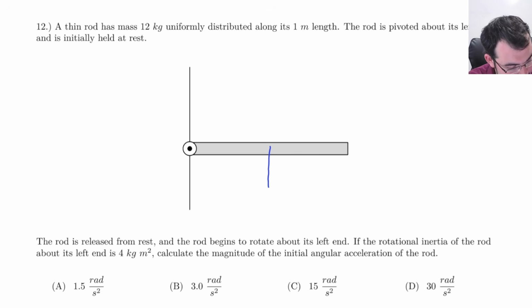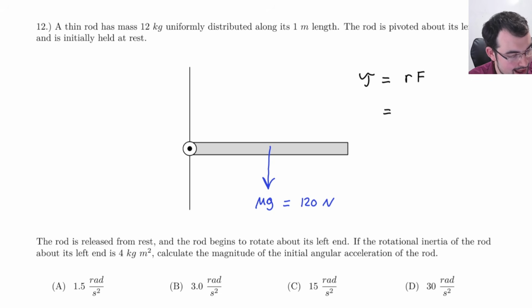Well, if you have a uniform object, we know that its gravitational force can just be collapsed to its center. And we actually know what that is because the mass is 12 kilograms, so the weight, mg, is 120 newtons. So this allows us to say that the torque about this pivot point is just r times F, because everything is perpendicular. Half of a meter is 0.5, and the force is 120, so the torque is 60 newton meters.